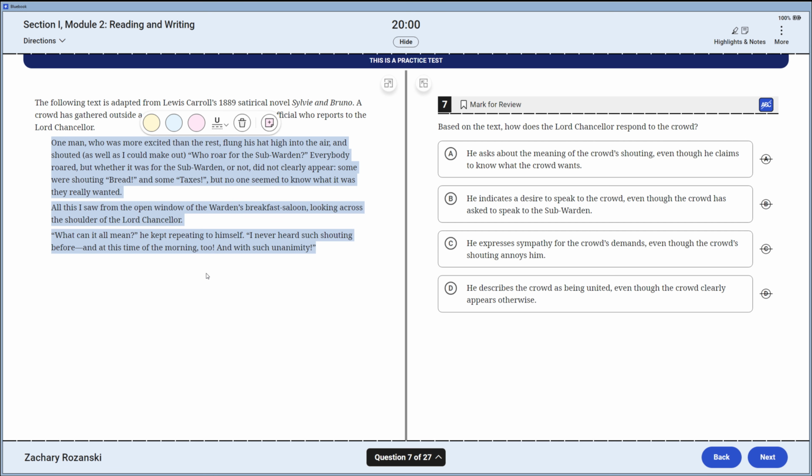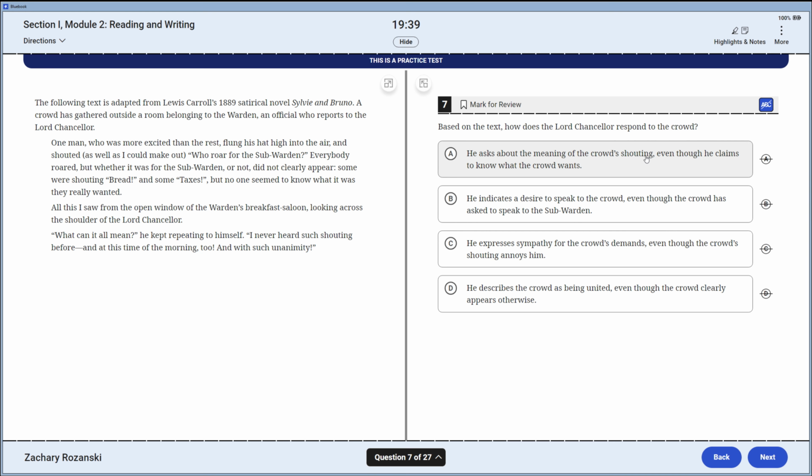One man who was more excited than the rest flung his hat high into the air and shouted, as well as I can make out, "Hurrah for the subordinate!" Everybody roared, but whether it was for the subordinate or not did not clearly appear. Some were shouting bread and some were shouting taxes, but no one seemed to know what it was that they really wanted. All this was from the open window of the warden's breakfast saloon, looking across the shoulder of the Chancellor. What can it all mean? He kept repeating to himself, I've never heard such shouting before, and at this time of the morning, too, and with such unanimity.